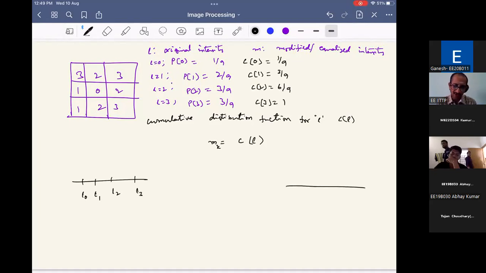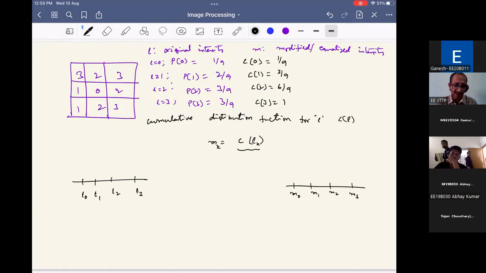Okay, and then the modified intensities are M0, M1, M2 and M3. So what we are trying to see is the mapping between the original intensities and the modified intensities. How do we map? The mapping is done through the cumulative distribution of the original intensities, such that the MKs are placed in a way that they have a distribution proportional to the cumulative distribution of the original intensities.